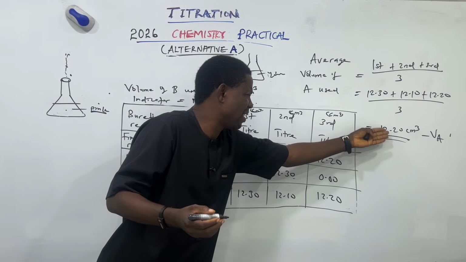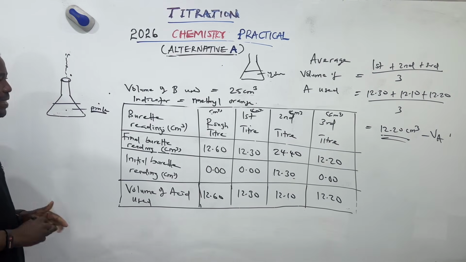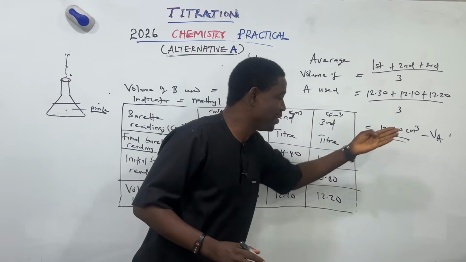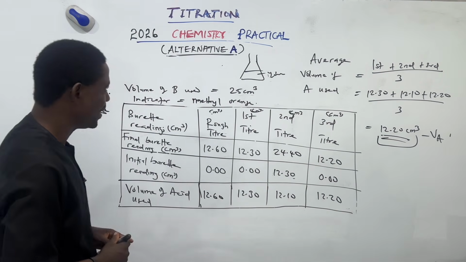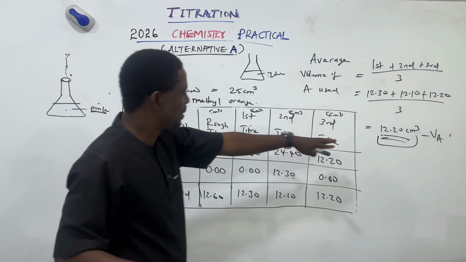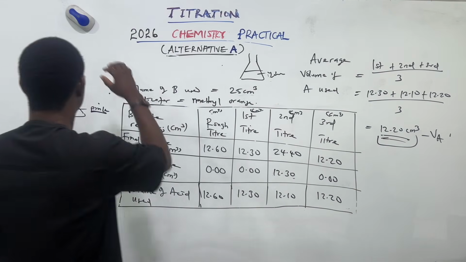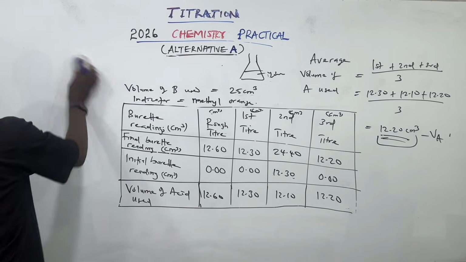I think I got 11.8, 11.6, thereabout. So our titer value now is 12.2. Let me now tell you why your titration will have to be accurate. How do you think WAEC will score this for you? I want to tell you right away.